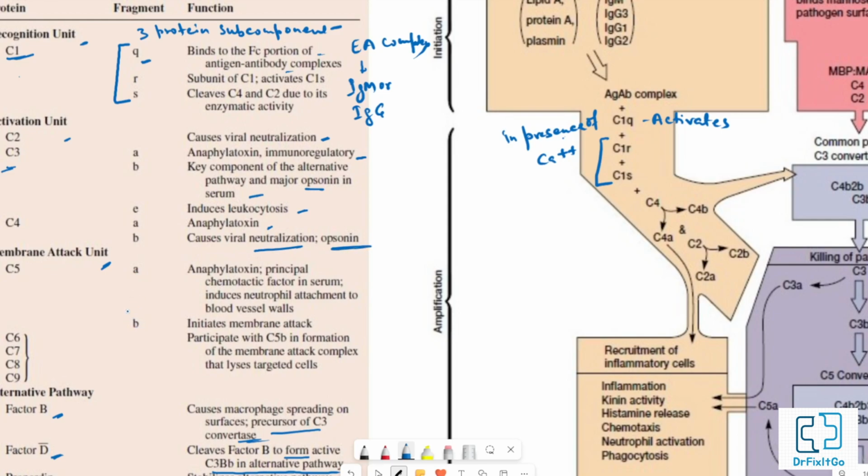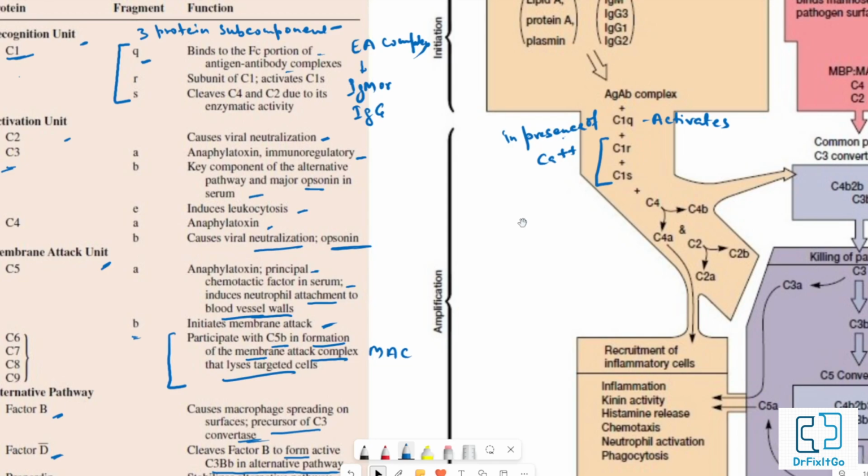C5 has 2 protein subcomponents. C5a is an anaphylatoxin and the principal chemotactic factor in serum that induces neutrophil attachment to the blood vessel wall. C5b initiates membrane attack. C6, 7, 8 and 9 participate with the C5b in formation of the membrane attack complex, MAC, that lyses the targeted cell.